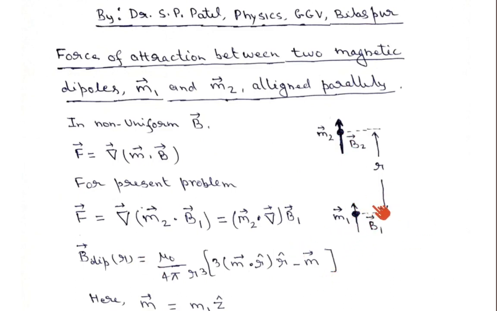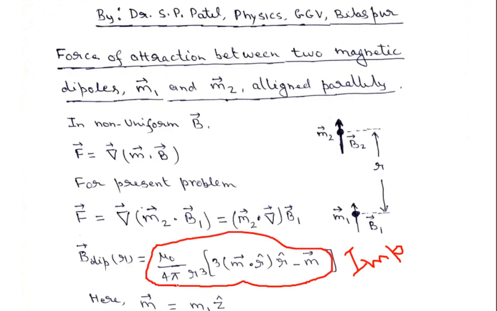We know, in my previous lecture also, I have derived the value of B1 in radial direction, so the magnetic field due to a dipole at position r can be written as this formula. You remember, this is a very important formula, please keep it in mind.